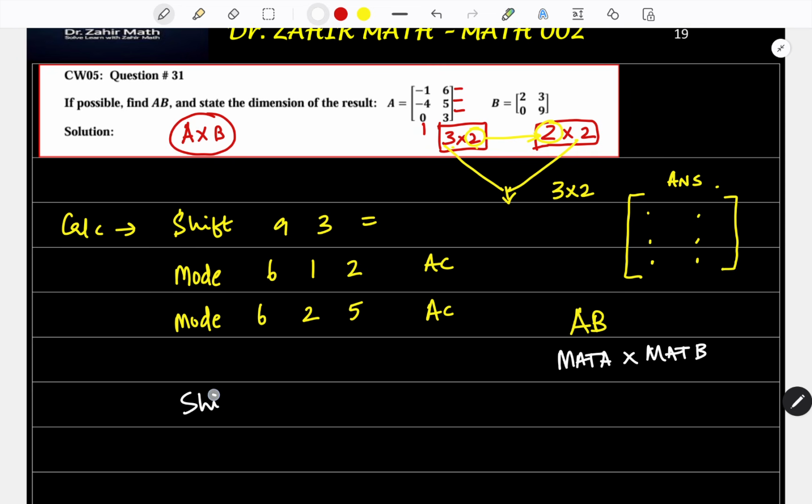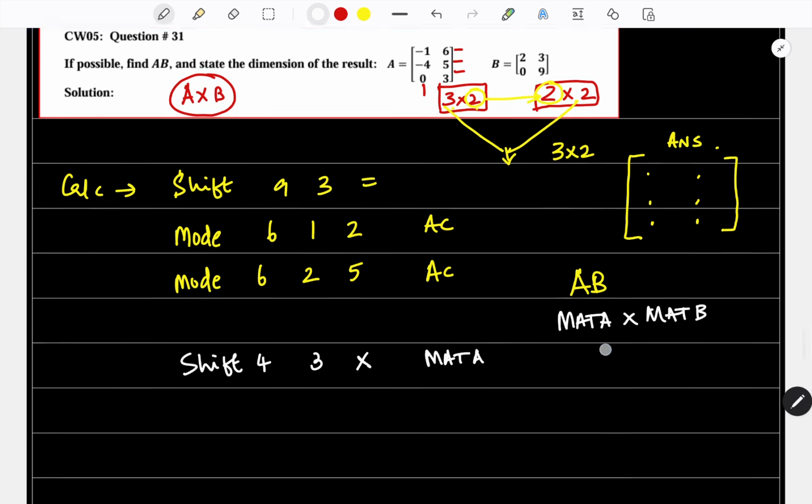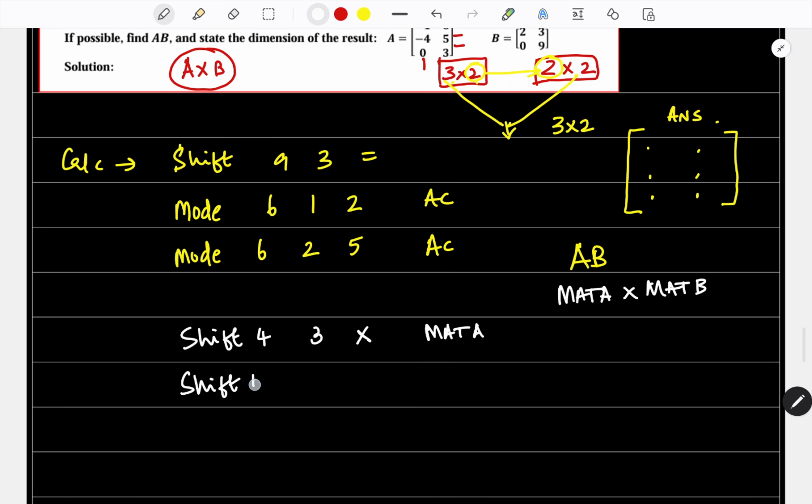Okay, let's start. Shift 4, right. Yes, mat A is number 3. Then the multiply symbol, and the screen will look like this: mat A. Then shift 4 again, and your data is in number 4. So press 4, and your screen will now show mat A times mat B.